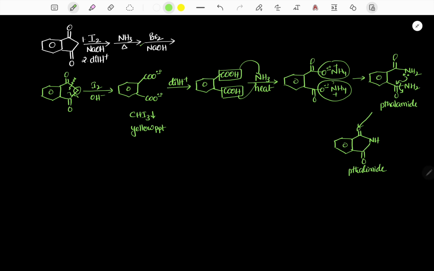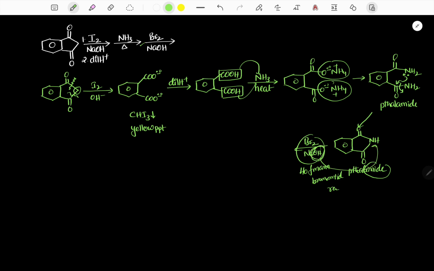So it is the second reaction. Now this compound is treated with Br2 and NaOH. So an imide also undergoes the Hofmann bromamide reaction. So this reaction is also a Hofmann bromamide reaction. In this case, what happens? I am explaining through the mechanism.